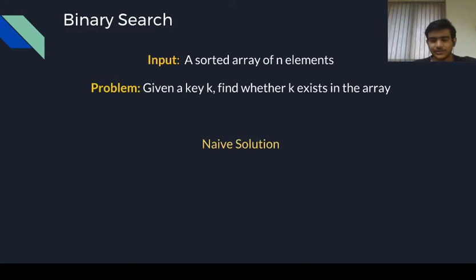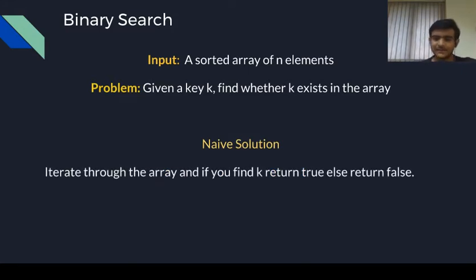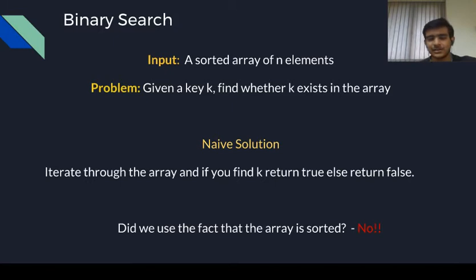The naive solution for this problem would be to just iterate through the array and check if the given key k exists or not. You start from the beginning of the array and check each element, whether that element is equal to the one you're searching for, and return true if you encounter that element, otherwise false. So this is the naive solution. But did we use the fact that the array was sorted? As we were just iterating from the beginning of the array, we did not focus on whether the array was sorted or not, because the naive solution would anyway work on any kind of array. But here we are given the special property that the array is sorted.